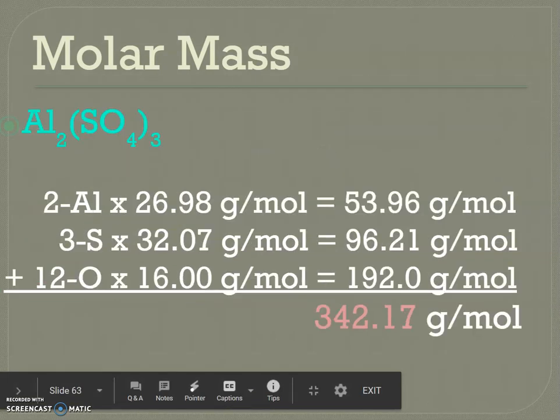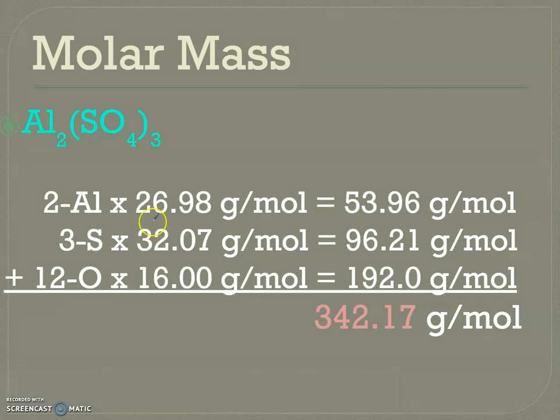And then you do exactly what you would have done before. Look on the periodic table. All right, we have 26.98 grams per mole for aluminum, so 2 of them is 53. 32.07 for sulfur, which is 96. Oh, here's oxygen again. I have that memorized. It's not 15.999999. It's 16, which is 12 times 16, which is 192, and we get our 342.17 grams per mole. Okay?